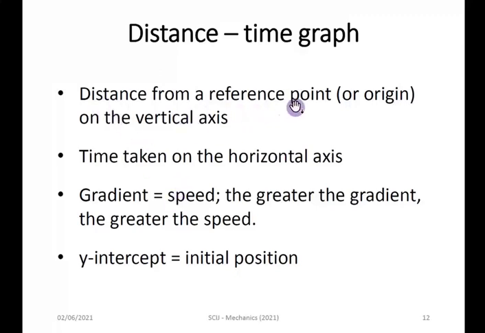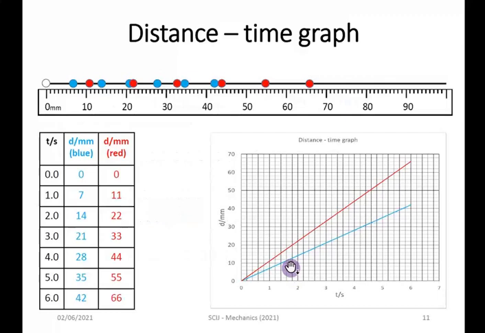The distance from the reference point or the origin is plotted on the vertical axis, while the time taken to move to individual points is plotted on the horizontal axis. I told you that the gradient will represent the speed of the particle. The greater the gradient, the greater the speed. And the y-intercept, I did not tell you, represents the initial position of the particle. And if you go back to the graph, the initial position was 0.